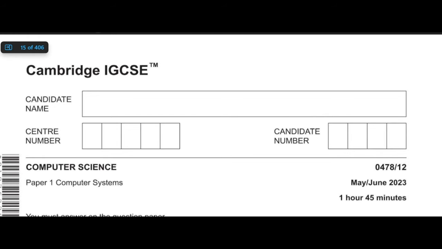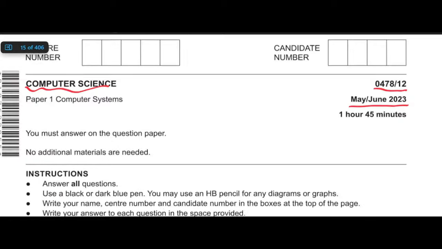Hello guys, today we're going to solve another paper, IGCSE Computer Science. The paper code is 0472 and the date is May-June 2023. Let's begin solving the paper.